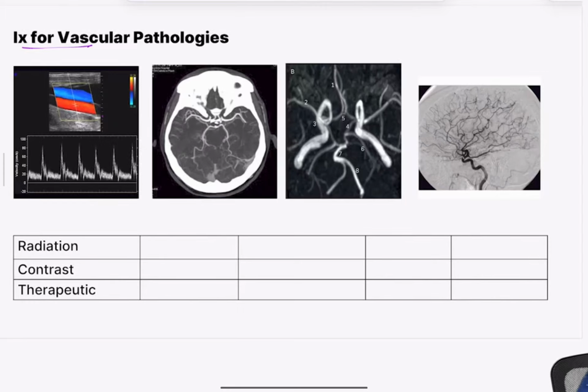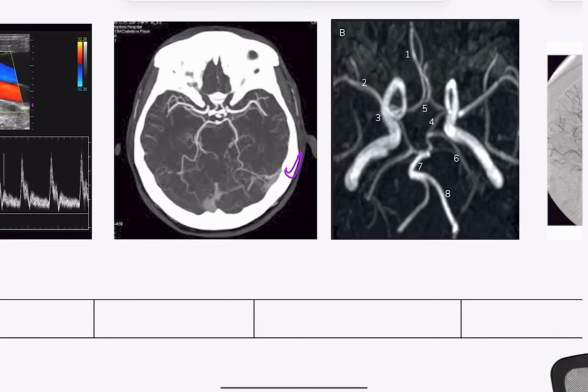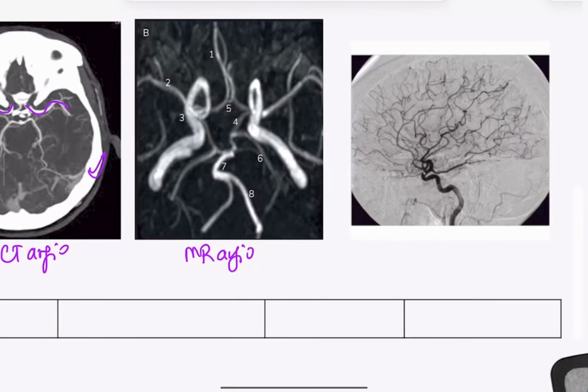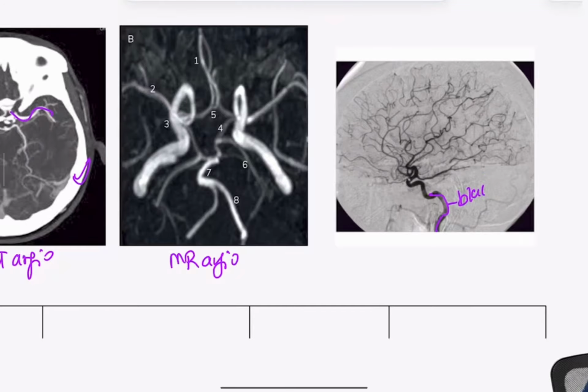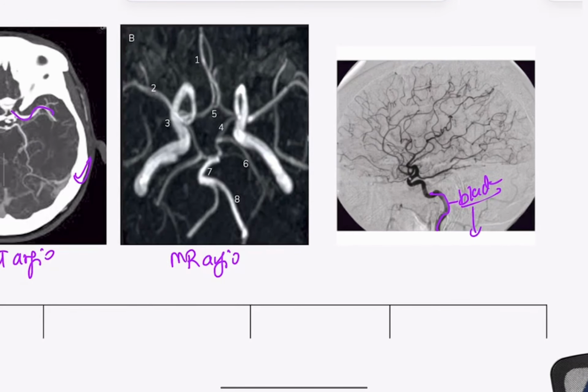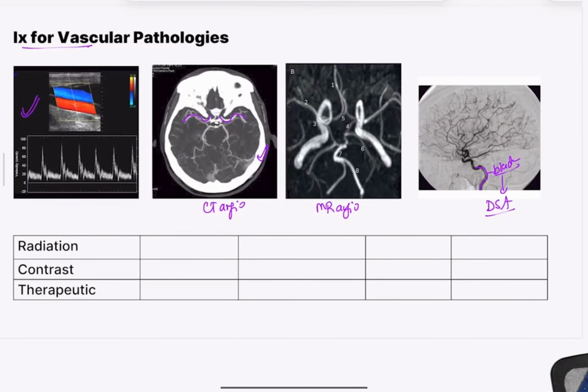So coming to other investigations for vascular pathologies, first we said is Doppler. What is this? CT. And what are you seeing here? The vessels containing the contrast. You are not seeing the brain parenchyma very well. This is CT angio. This one you are seeing the white vessels, but there is no white bone. So this is MR angio, MR angiography. This one you are seeing the vessel but not white, but black. The only angiography where you can get the black vessel is DSA, digital subtraction angiography, which comes under interventional radiology, right?